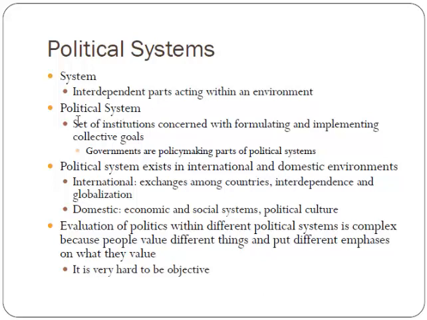A political system is a set of institutions, a set of organizations that are concerned with formulating, which means making up, and implementing, which means making sure that they happen, these collective goals. So institutions of the United States might be the Supreme Court, Congress, the presidency, the cabinet, and various other groups within the government and within the political system.